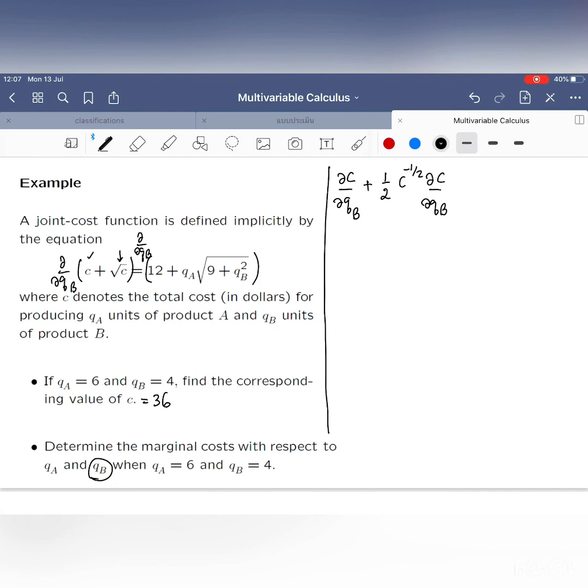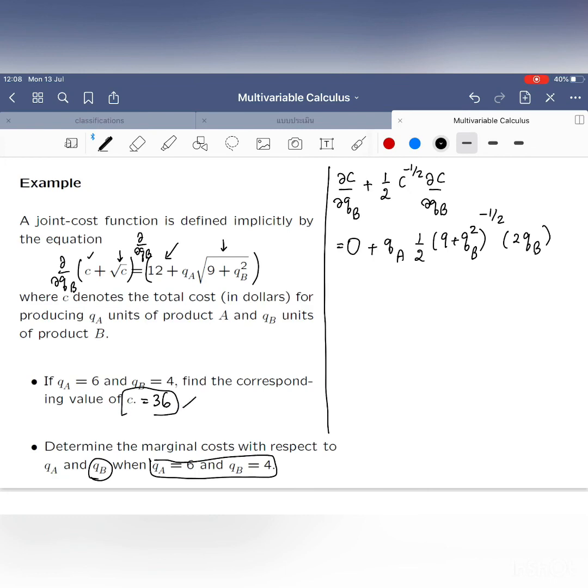So it is 1/2, and then C raised to the power negative 1/2, and the DC by DQB. On this one, the right hand side is 0, of course. The QA is a constant, and then this one is 1/2, raised to the power 1/2, and a 9 plus your QB squared raised to the power negative 1/2, and then the derivative of the inside, which is 2 QB. And you replace your QA, QB and your C by these numbers. So you do the plug in again.